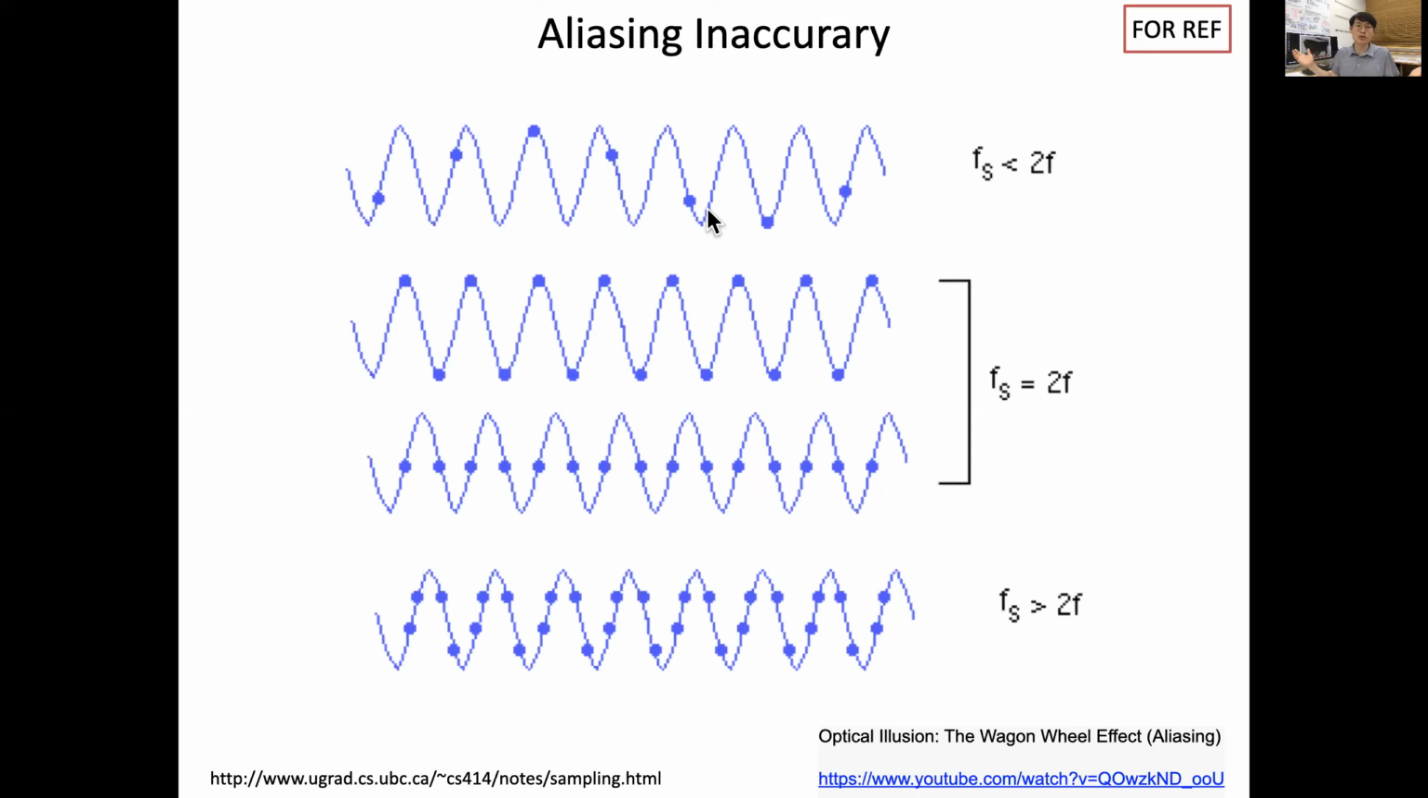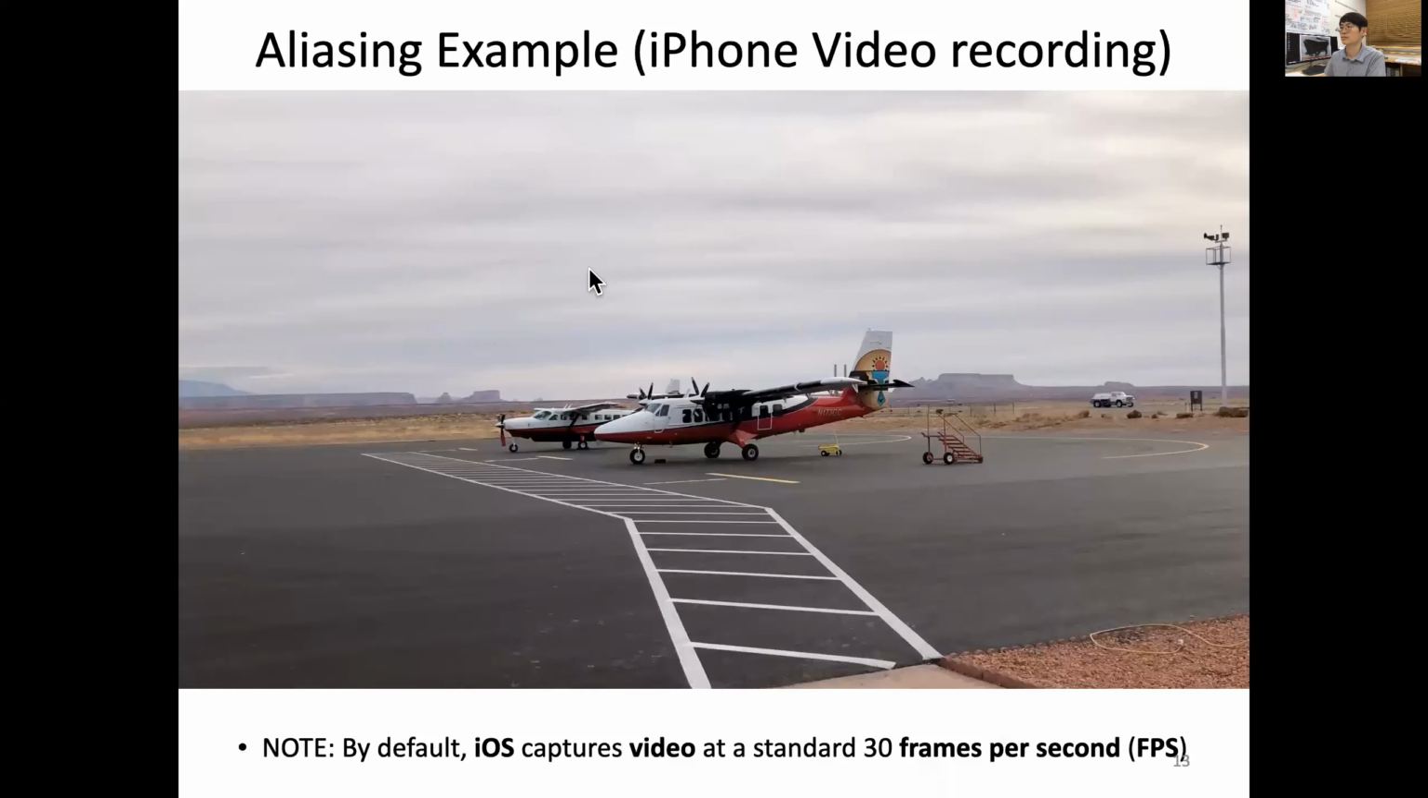In fact, this happens all the time in our daily lives, and let me give you an example. I took a video of a propeller airplane with my iPhone. The iPhone has 30 frames per second, which is okay for our video, but the propeller can rotate even faster. Let's see what happens here. Note that this sounds a little bit strong, so let me reduce it. By default, this iPhone video is 30 frames per second.